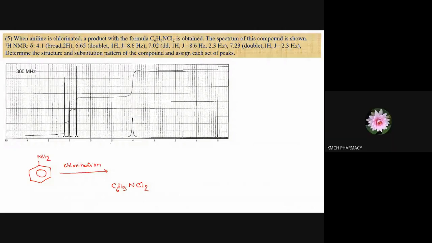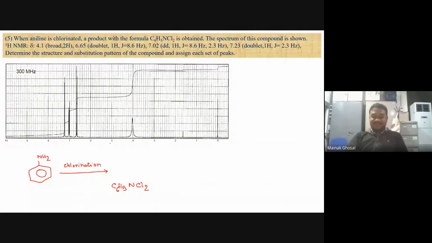Is it 2,4-dichloroaniline? How do you know? Amino is an ortho-para director. Yes, correct. So the structure will be like this: 2,4-dichloroaniline, because the NH2 group is the ortho-para orienting group.